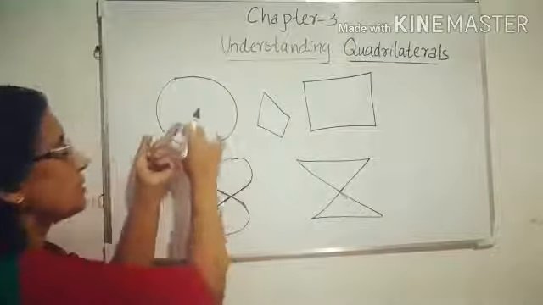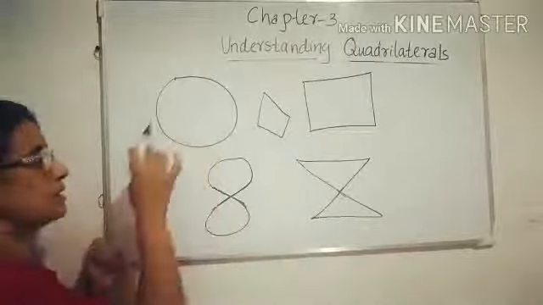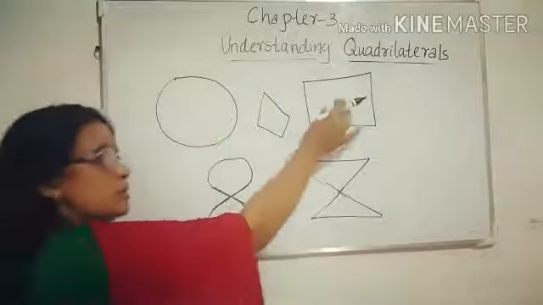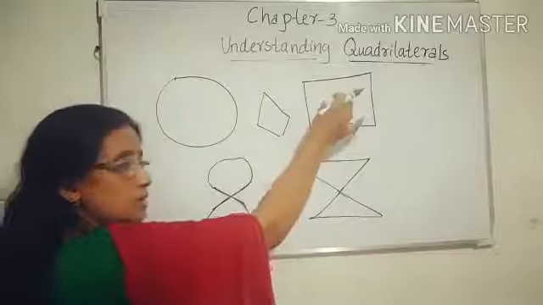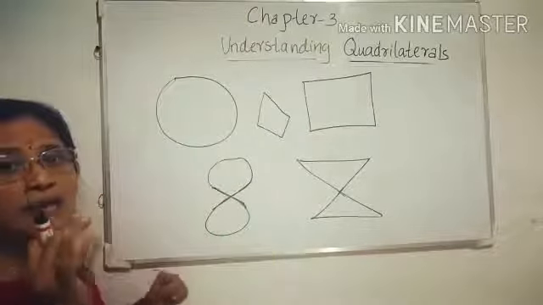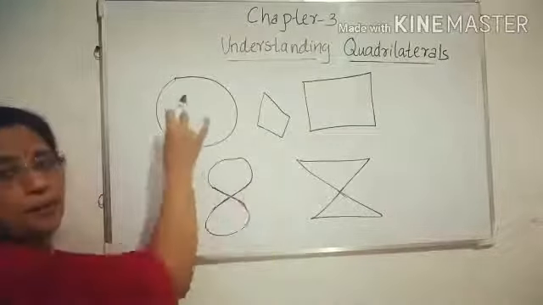What is the difference between these two? It is a closed curve. It is also a closed curve. But this is a closed curve made up of line segments. It is not made up of line segments.